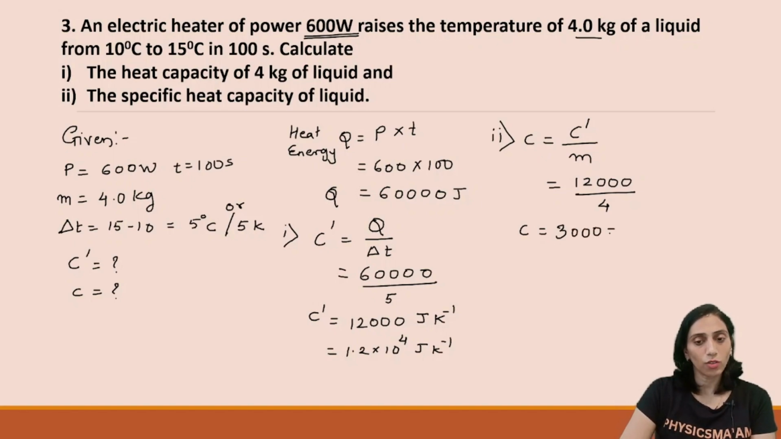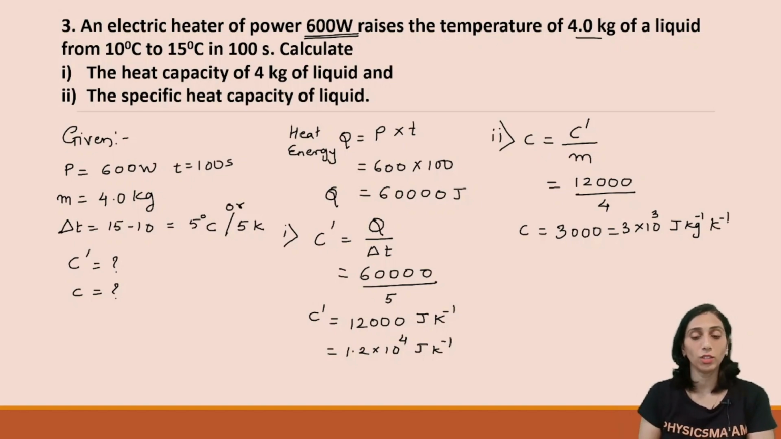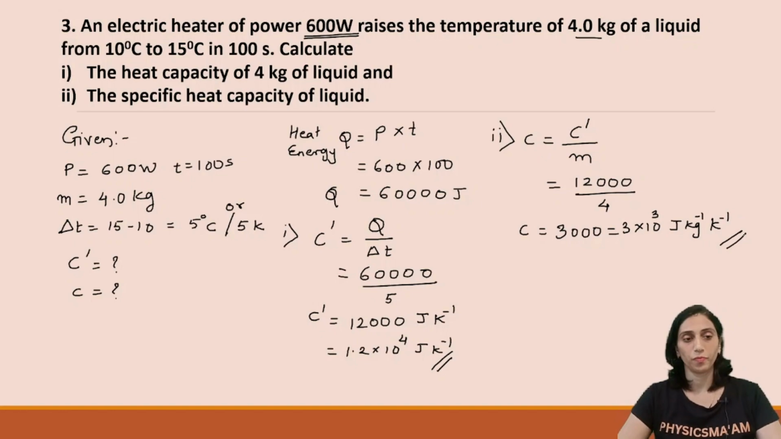So I write this as C equals to 3,000, which can also be written as 3 into 10 to the power 3 joule per kg per Kelvin, because it is per unit mass, so I need to write this also, and it is also the temperature that I need to mention. Correct? So we got both the answers here. We got C dash and we also got C here. Okay, let's move to the next question.